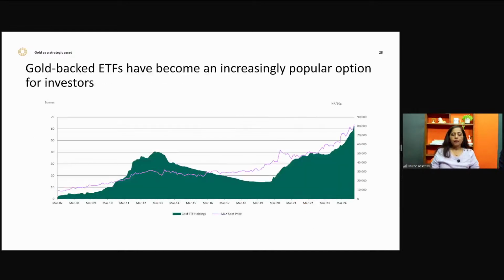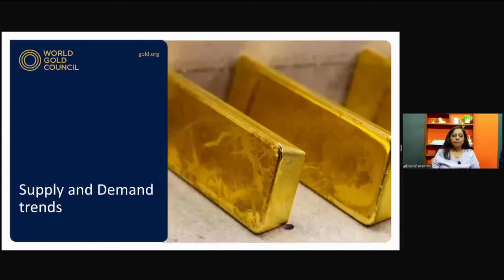Now, if you look at India alone, gold-backed ETFs are a popular asset class. They've been growing significantly since 2020. Last year alone, we saw inflows of up to 54 tons in gold. And this year, we have seen again progressively inflows in gold ETFs going up to 66 tons in all the 20 ETFs that are listed today in the market.